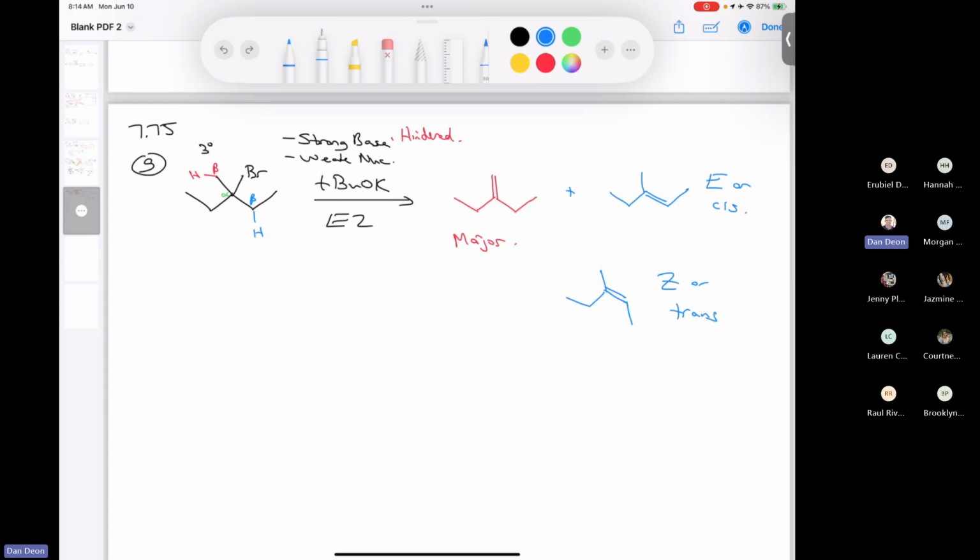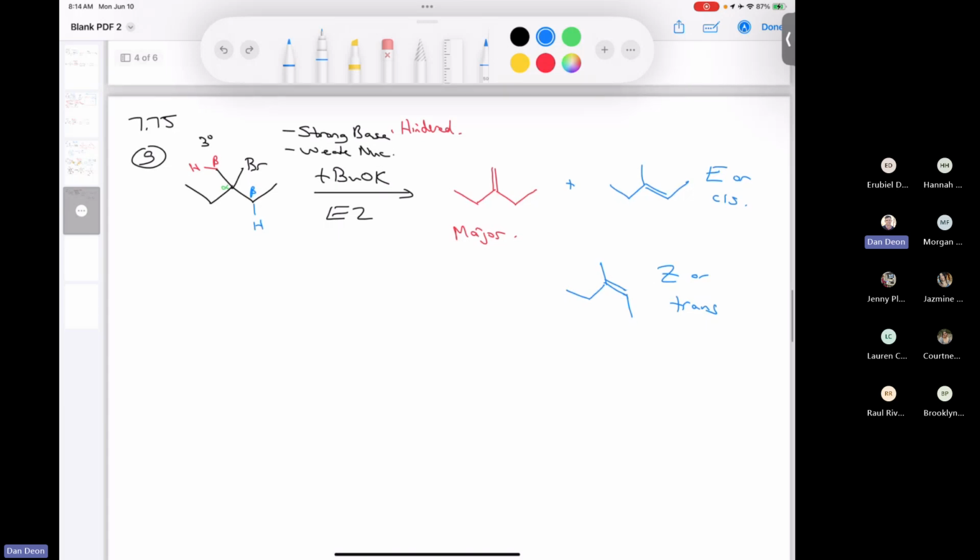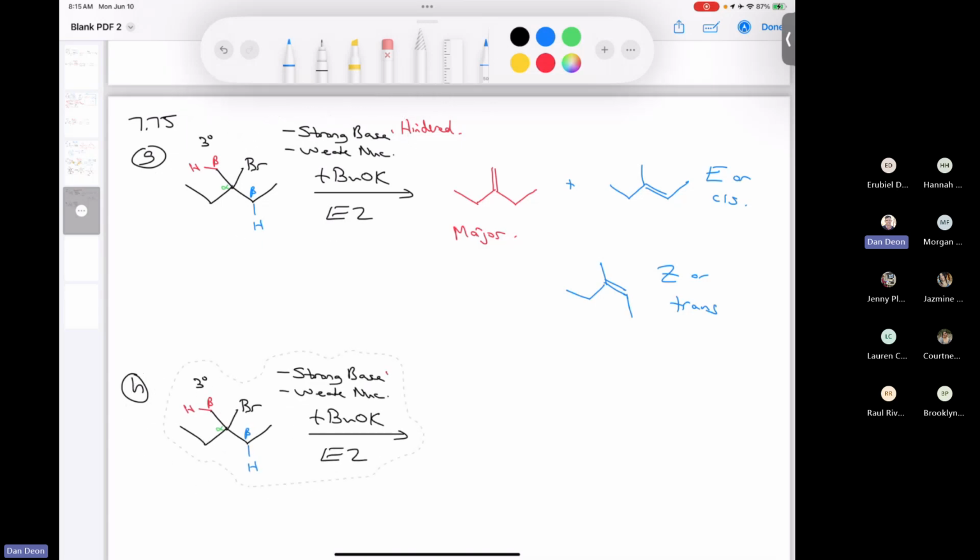All right, let's move on to the next problem, which is in a very similar vein to this problem. In fact, I'm just going to copy and paste some of it, because in H, I'm going to copy this part here and I'll modify it a little bit, because all we're doing is taking the same substrate and we're changing the base. Okay, so now we're going to change it to sodium methoxide.